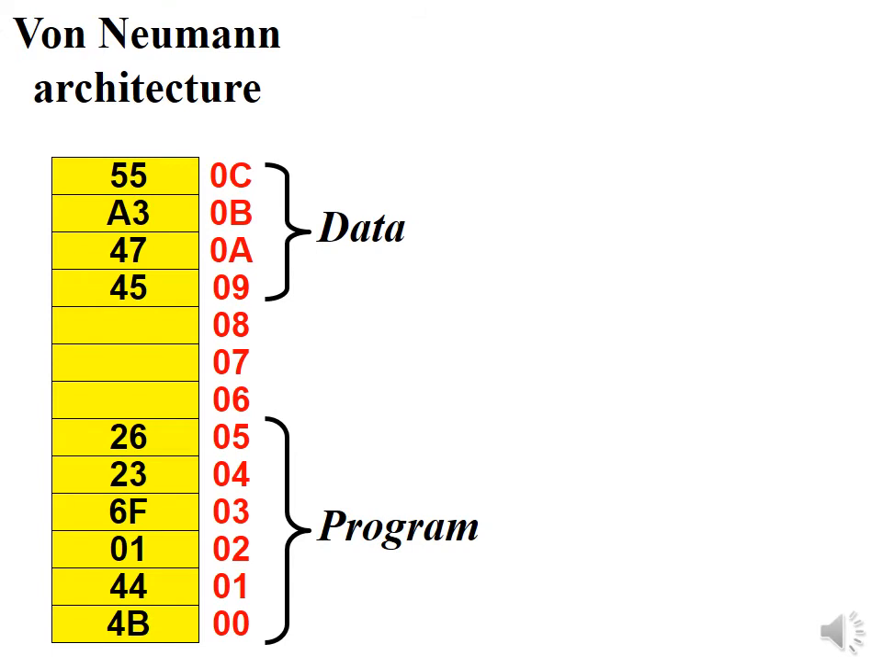The illustration shows the von Neumann architecture of memory. We can see that there's a block of memory where the program is stored, and then there's a block of memory where the data is stored. Both the program and data use the same address space. In other words, we cannot have the same address being used for both an item in the program section and an item in the data section. They will have to use different addresses.